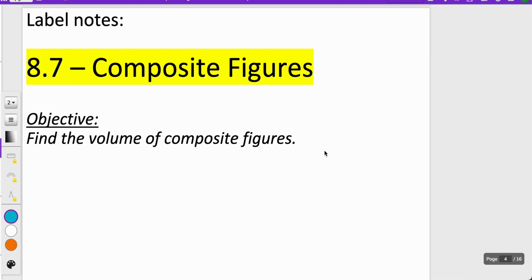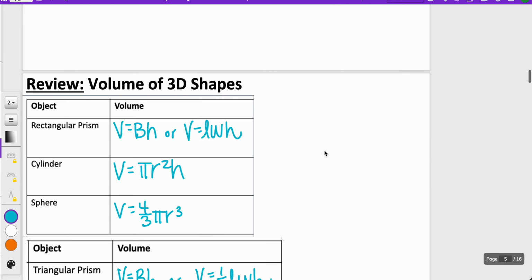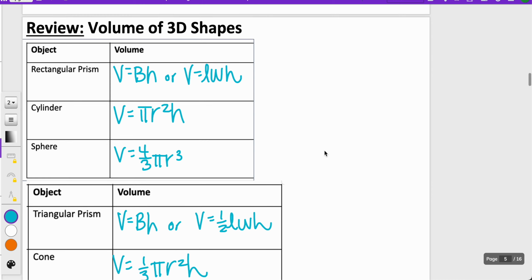Today, we're going to look at 8.7 composite figures. So we're about to find the volume of composite figures and figure out what they are. We need to make sure we review all the volume of our 3D shapes we've talked about so far. This is the list that we've talked about so far using the reference sheets that are given to us.